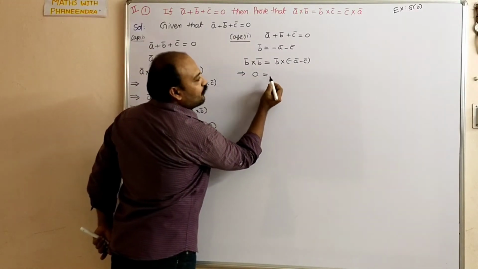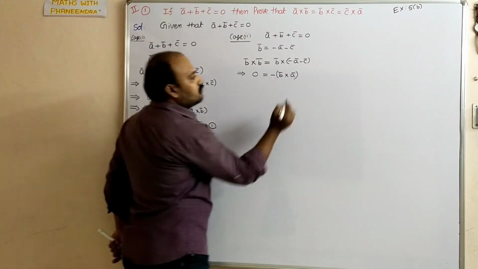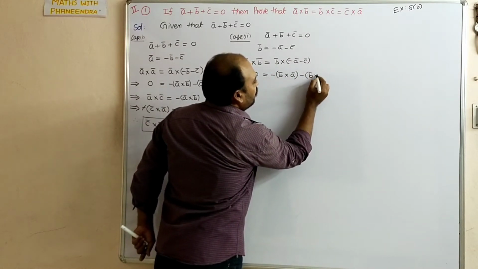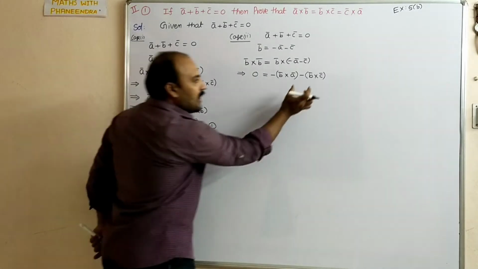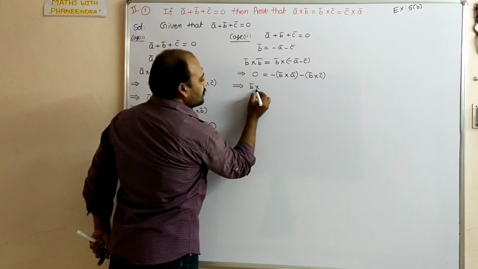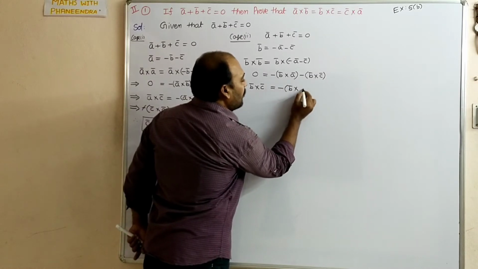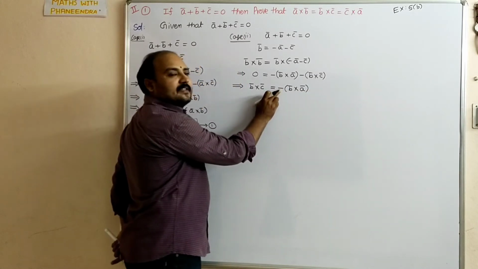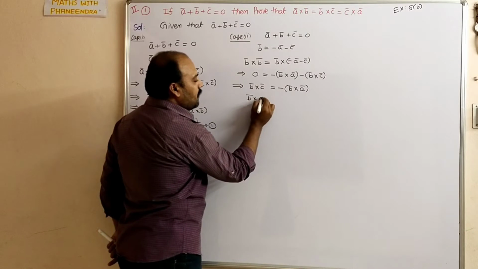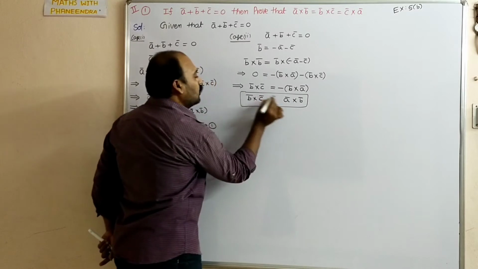So 0 equals minus b bar cross a bar minus b bar cross c bar. Minus b bar cross c bar we are taking to the LHS. That implies b bar cross c bar is equal to minus b bar cross a bar. If we remove this minus, these two will be interchanged. Therefore, b bar cross c bar is equal to a bar cross b bar. This is result 2.